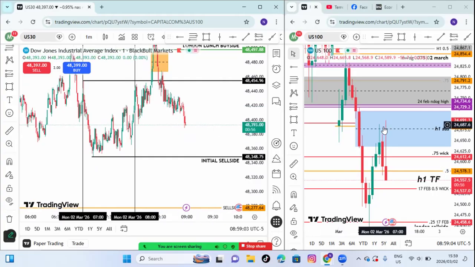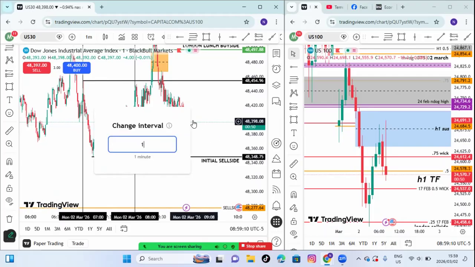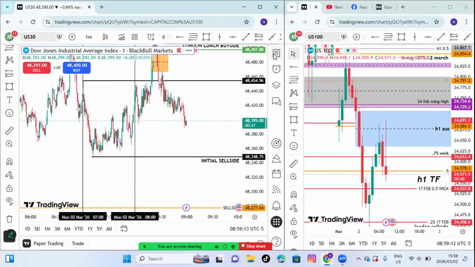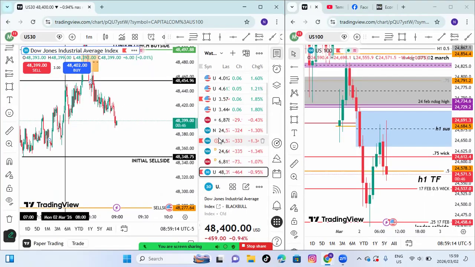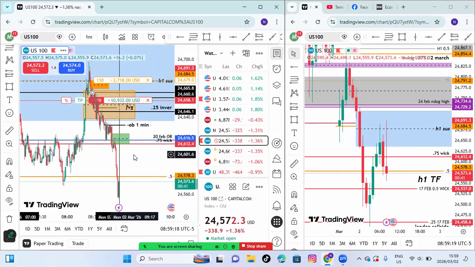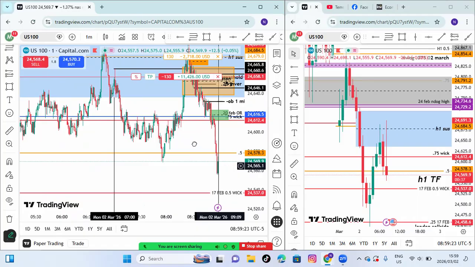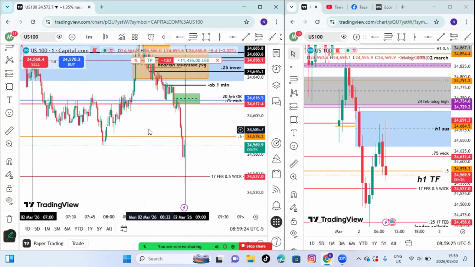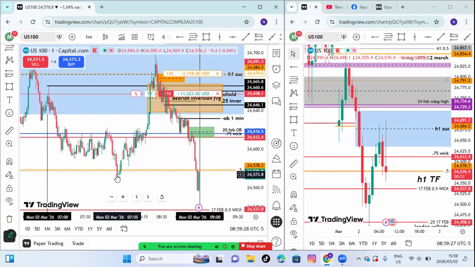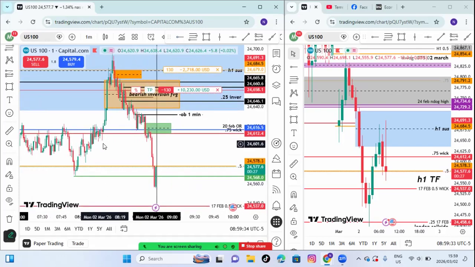So in here, the NAS seems like we're moving crazily nice. Let me just go back to the NASDAQ in here. The NAS. Boom, boom, boom. So on the NAS, we see here we left initial sell side here before 8. There.